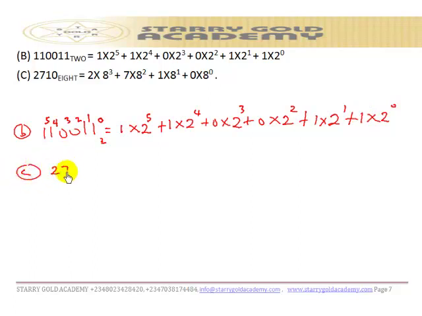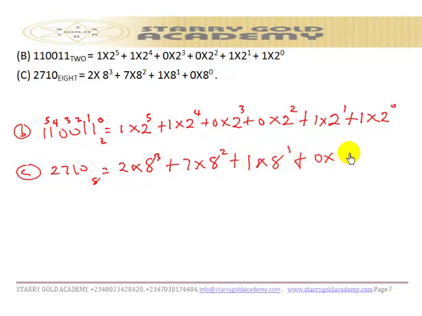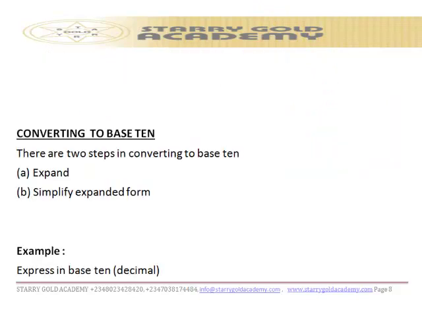You have another example, 2710 base 8. You expand 2 times your base power 3, plus 7 times your base power 2, plus 1 times your base power 1, plus 0 times your base power 0. With these examples, I believe that by now you should have caught up with this first objective, expansion of numbers.